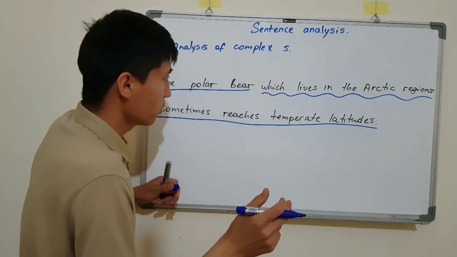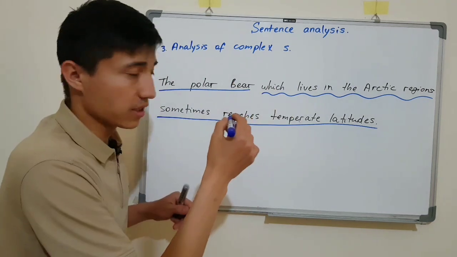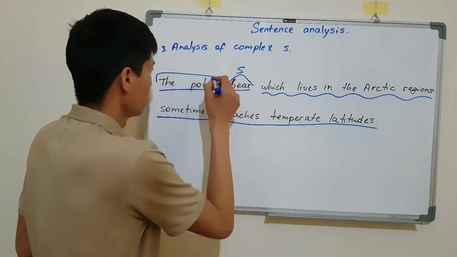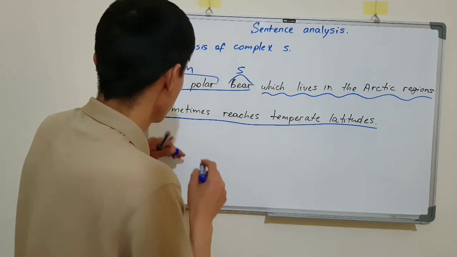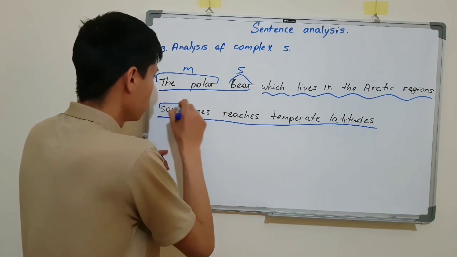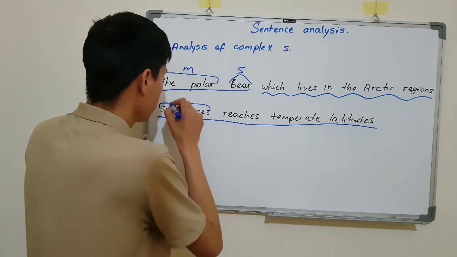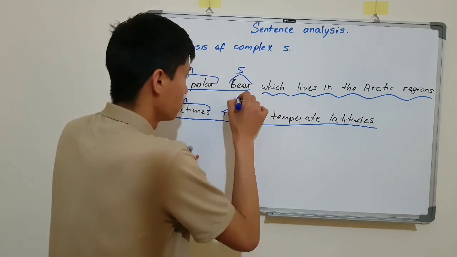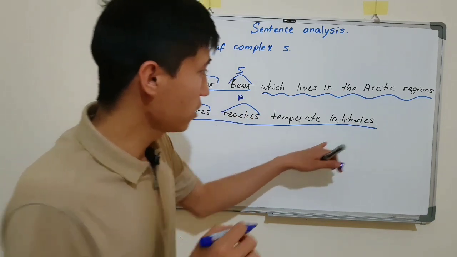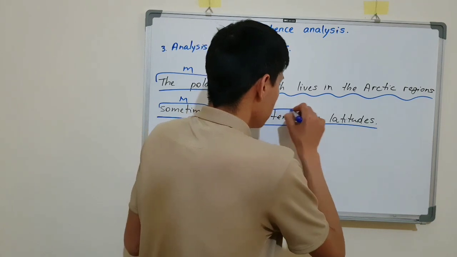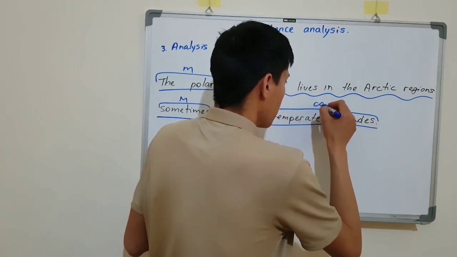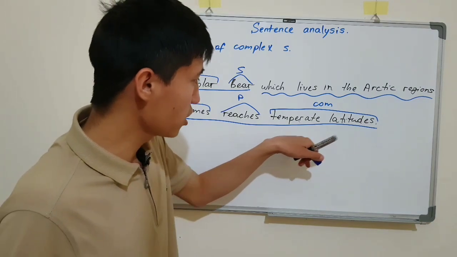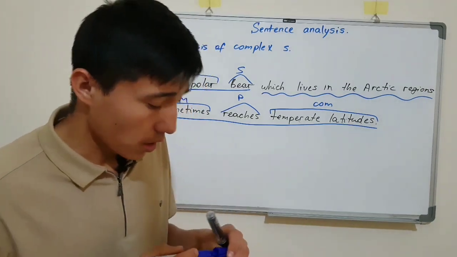The polar bear is the complete subject, and bear is the subject, and polar is its modifier. Sometimes is an adverbial modifier of the main predicate, reaches, and latitudes is a complement, and the complement has its modifier, its adjective, temperate.